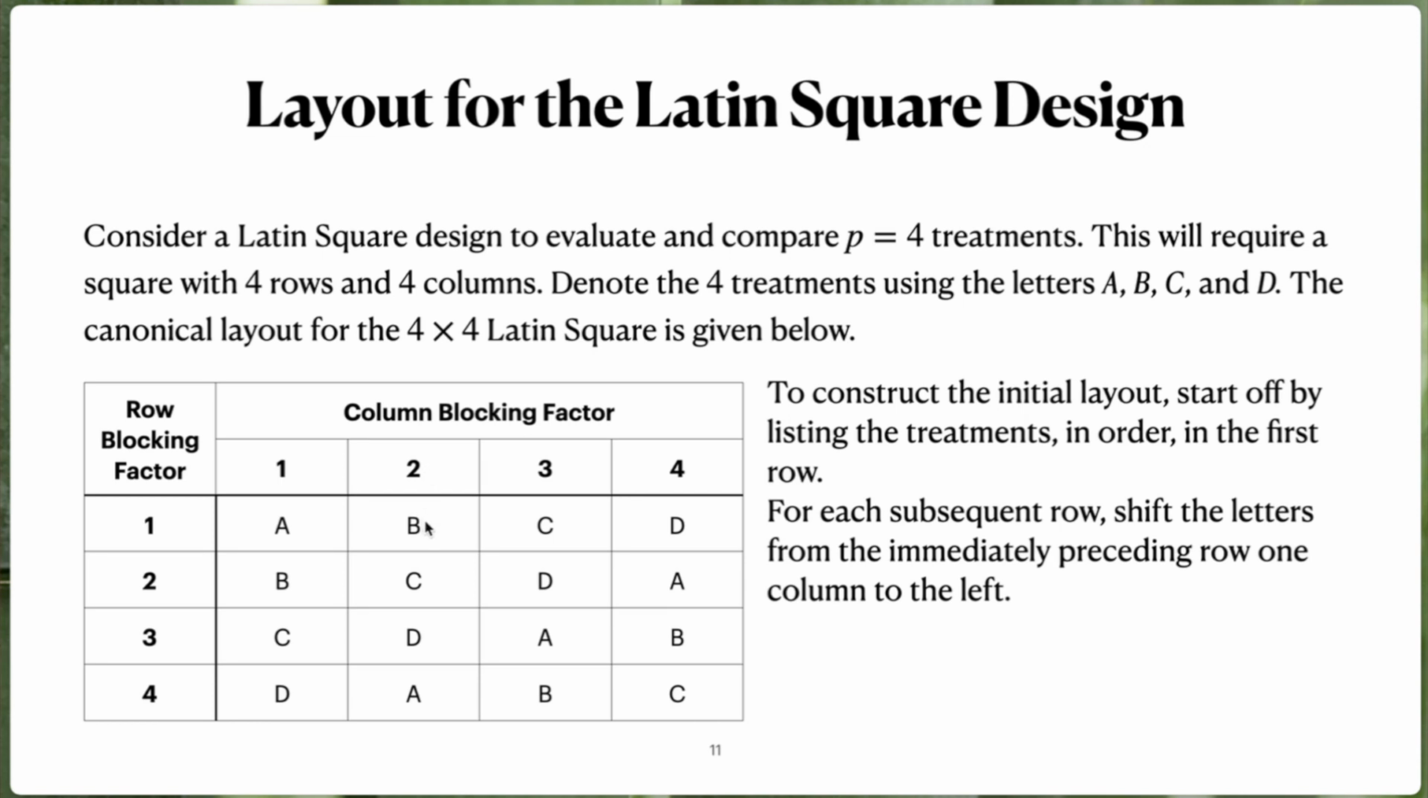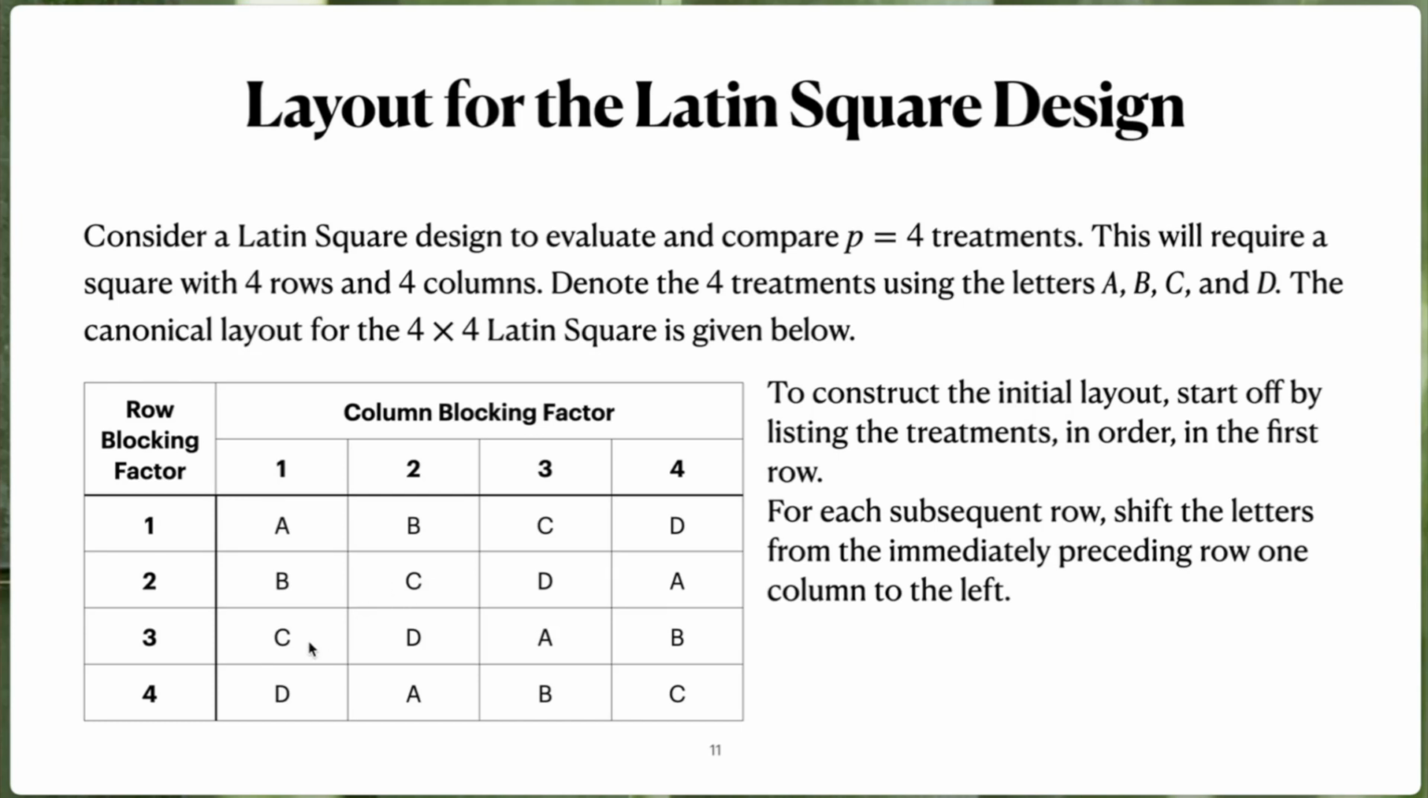And so B in the first row, B is in the second column, it goes to the first column in row 2. In the first row, C is in the third column. That would go to the second column in row 2. And then finally, D in the first row is in column 4. That would go to the third column in row 2. And because A is in the first column in row 1, it wraps around to column 4.